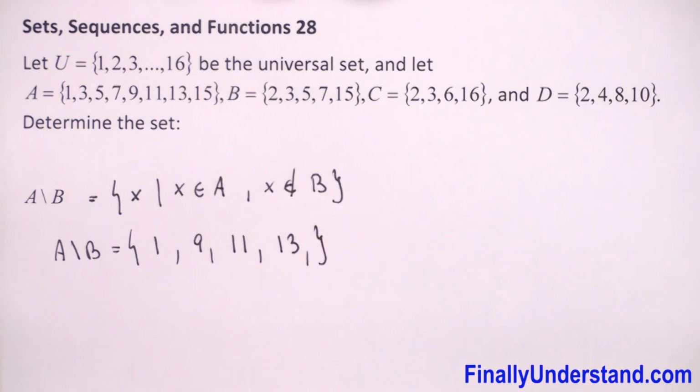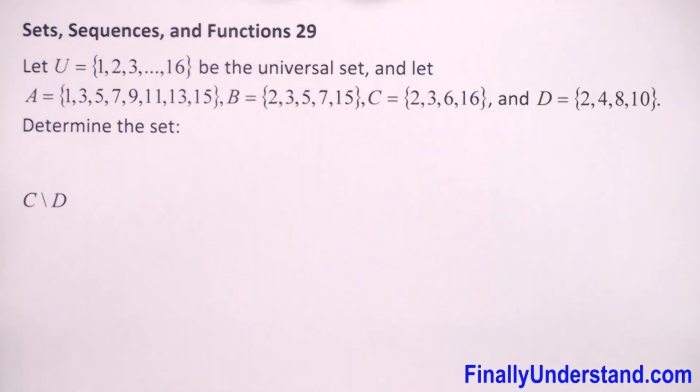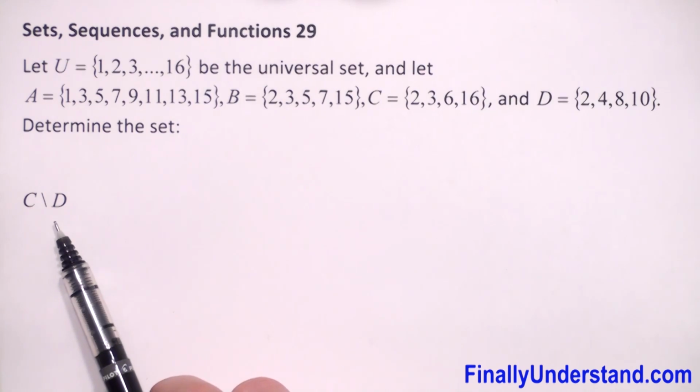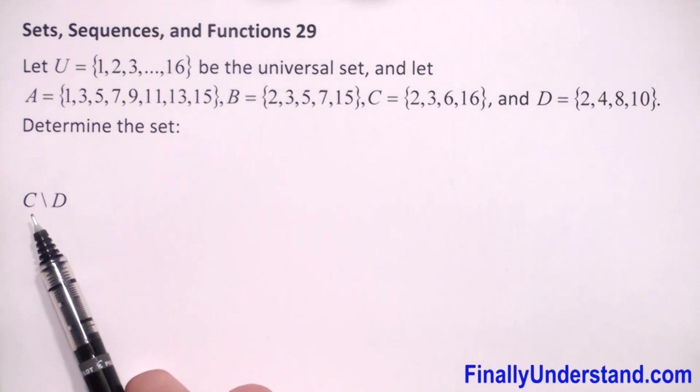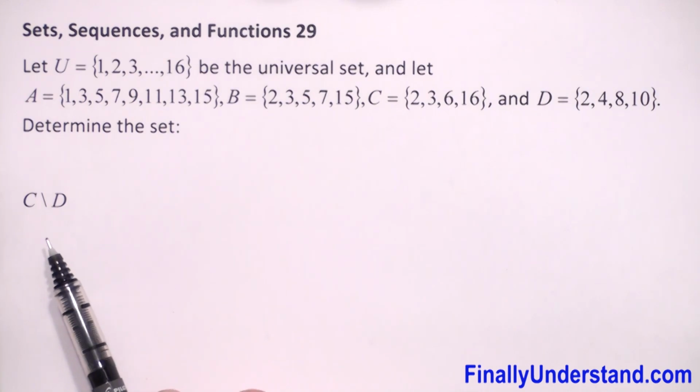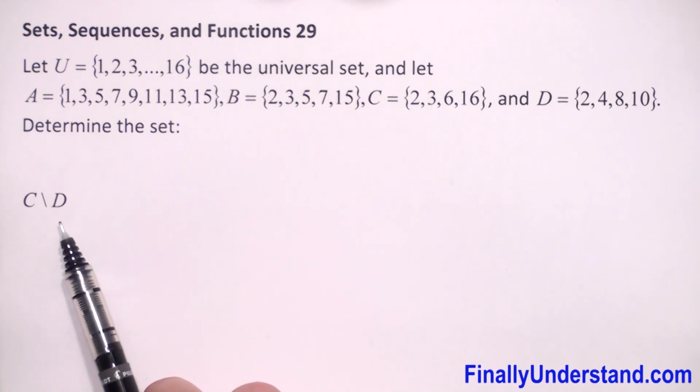So this is my solution. We have given universal set U and sets A, B, C, D. In this example, we have to determine the difference of C and D. Or in other words, we have to find the relative complement of set D with respect to set C. We simply say that we have to find the difference of set C and D.